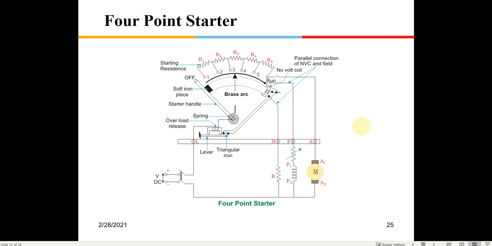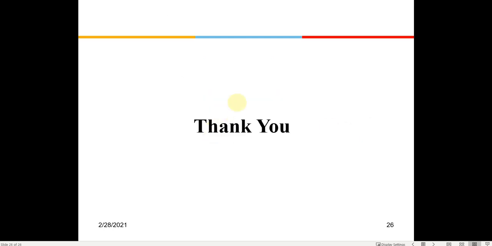So with that I think I have covered most of the points which are important with respect to the DC motors. In the next lecture I will talk about AC generators, and then we'll move on to AC motors.